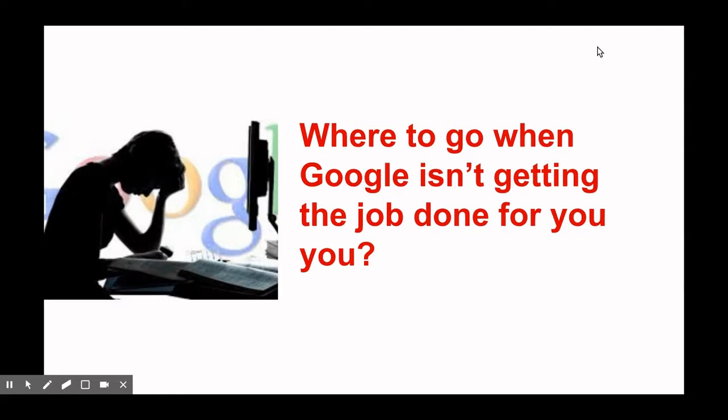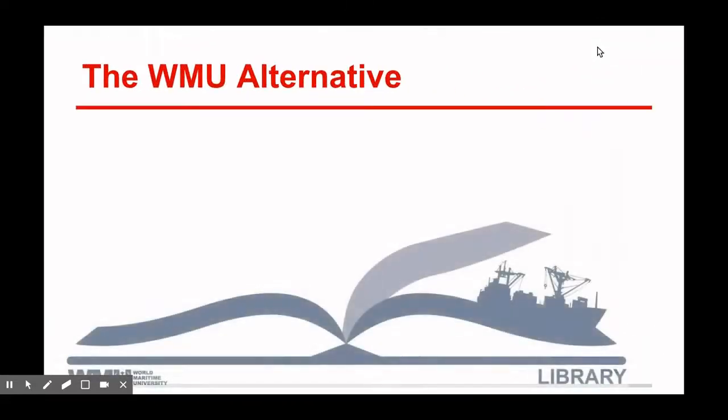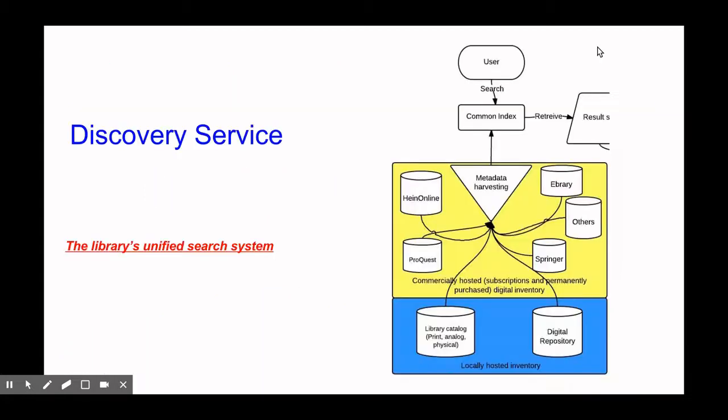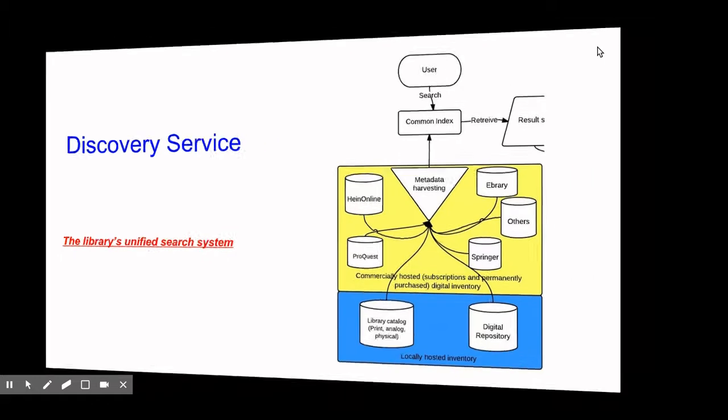So where do you go when Google isn't getting the job done for you? Well, our recommendation at the library is that you go to library.wmu.se. And why? Well, in the first place, the library staff have spent considerable effort and money to collect databases, to purchase and subscribe to databases that are relevant to maritime and oceans research. And we have put them together so that most of them can be searched through a single interface, even though there are many different databases. Now, it does not search everything that Google would search, but that can actually be an advantage because what you do get is going to be more relevant.